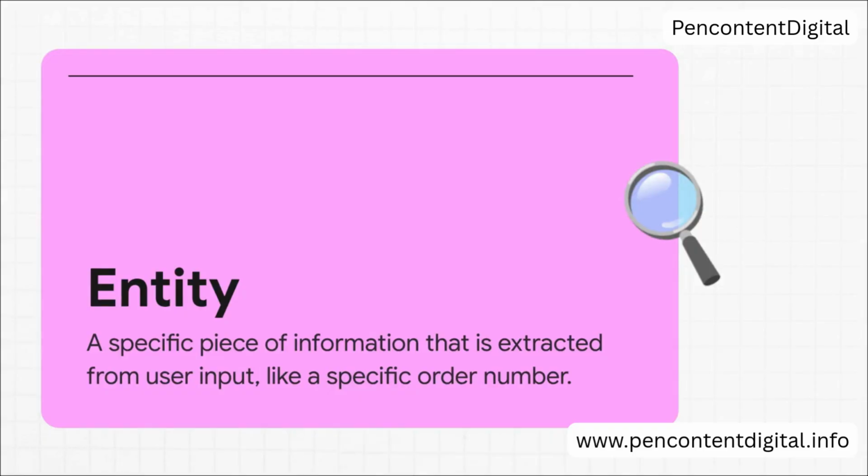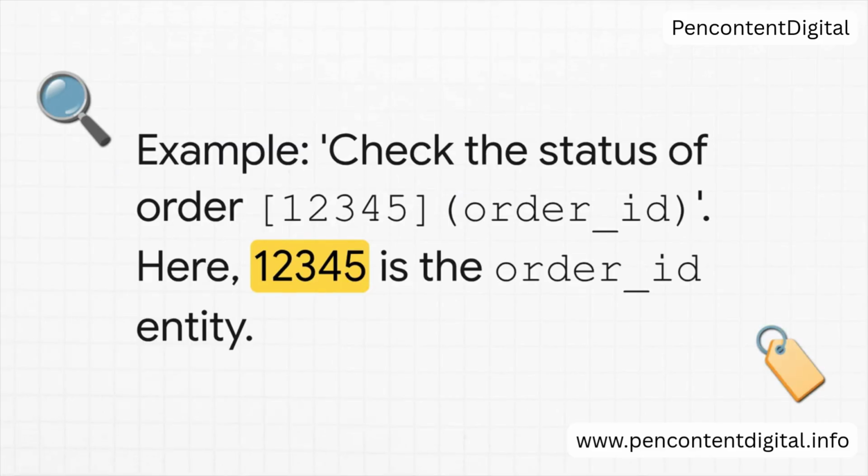But just knowing the user's goal, the intent, usually isn't enough, right? The bot often needs one more specific piece of information to actually get the job done. And that critical little nugget of data is called an entity. Think about it. If someone says, check the status of order 12345, the intent is to check the order.